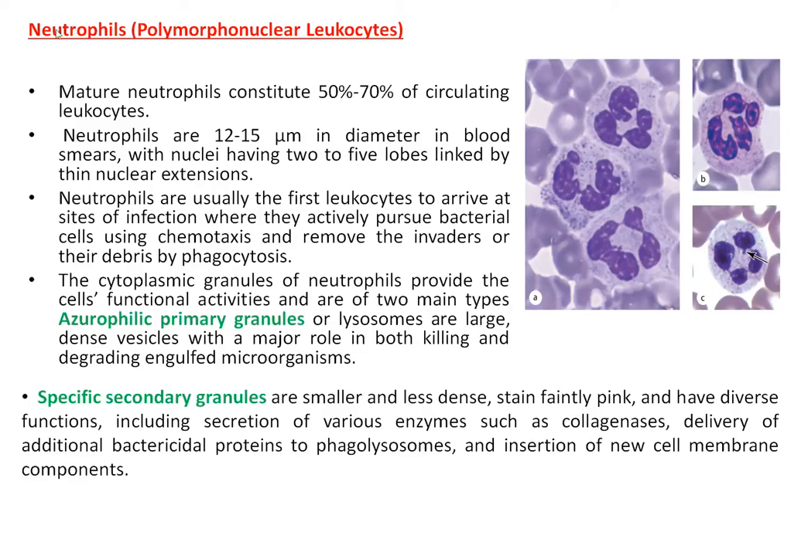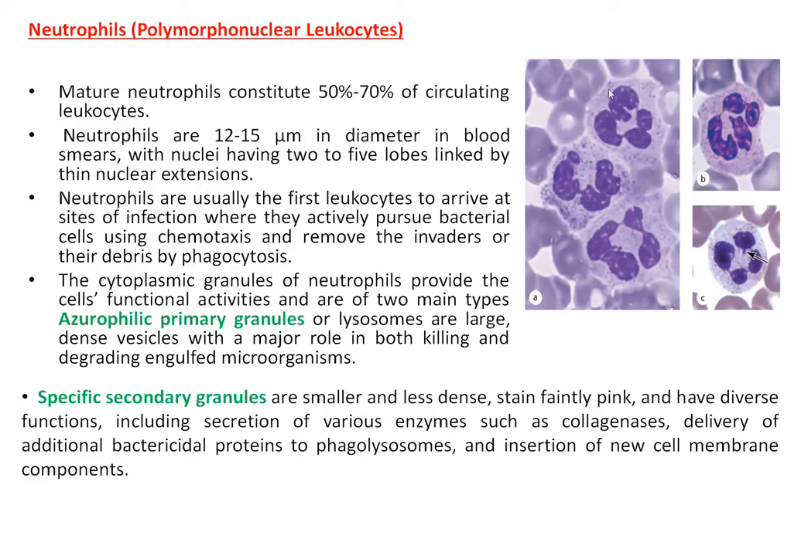The first type of leukocytes is neutrophils, which are polymorphonuclear leukocytes. They consist of 50 to 70% of circulating leukocytes. Their diameter is 12 to 15 micrometers in a blood smear, with a nucleus having 3 to 5 lobes, linked to each other by a thin thread of chromatin.